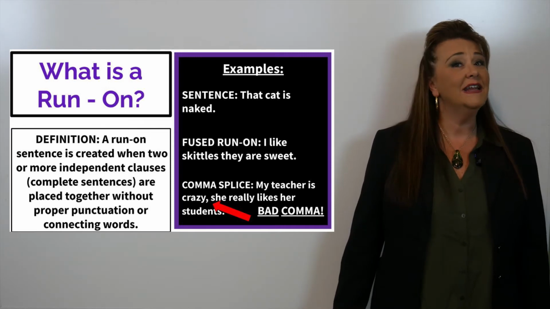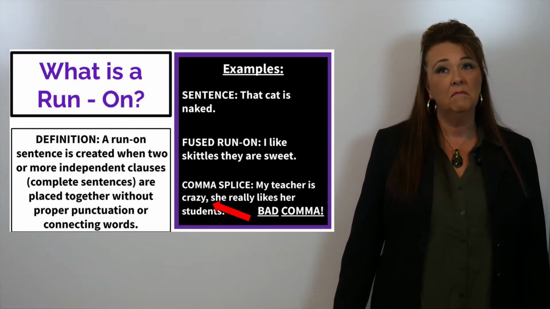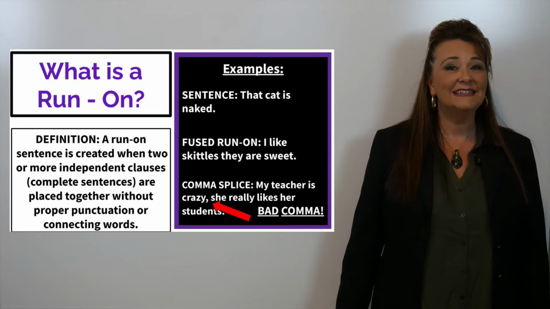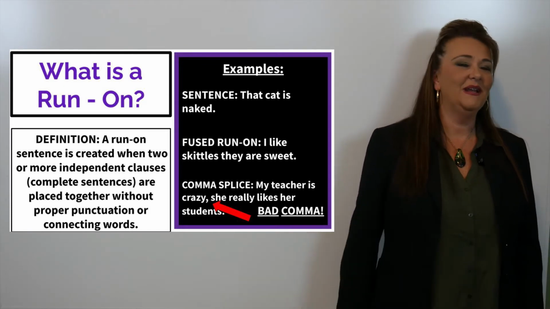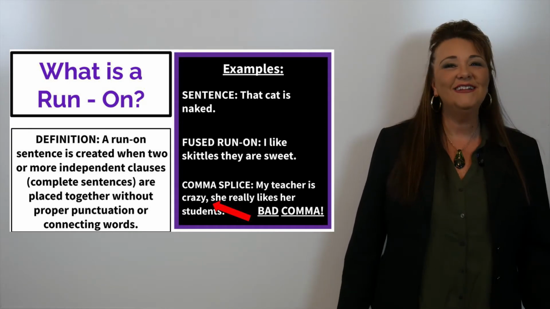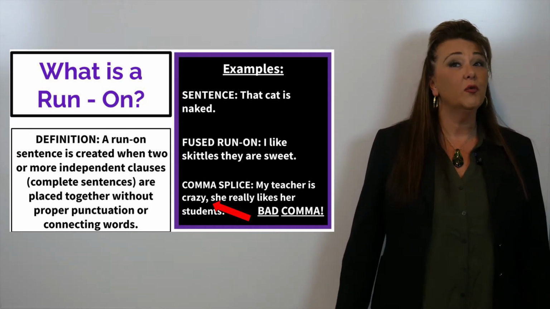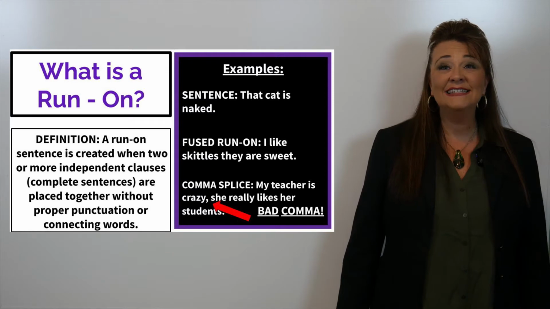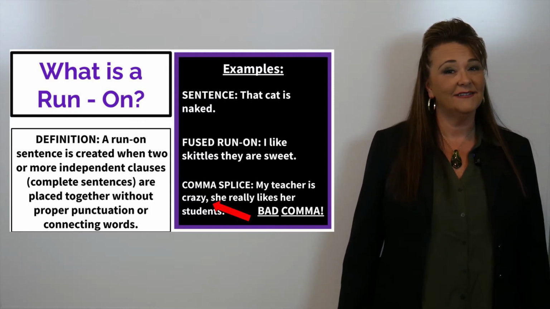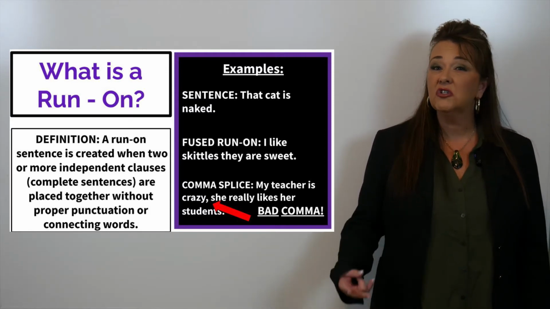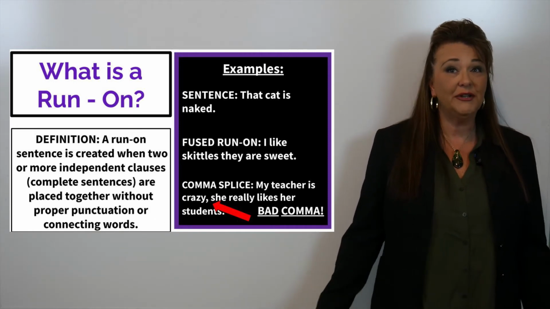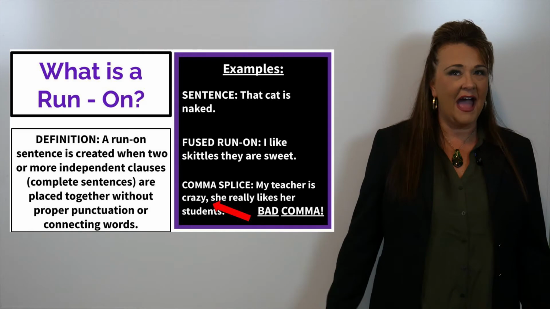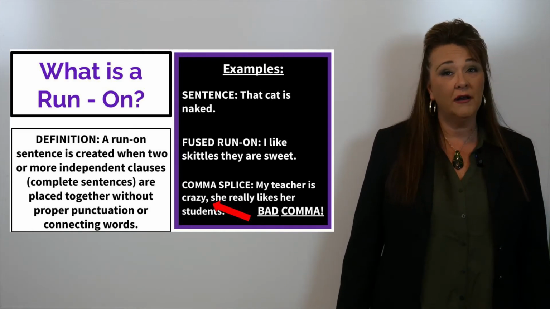So here we have an example sentence. That cat is naked. I hope he's naked. Cats shouldn't wear clothes. But anyway, now let's look at this fused run-on. I like Skittles, they are sweet. Do you see how there's 2 independent clauses in there? Or 2 complete sentences? That's a fused run-on.